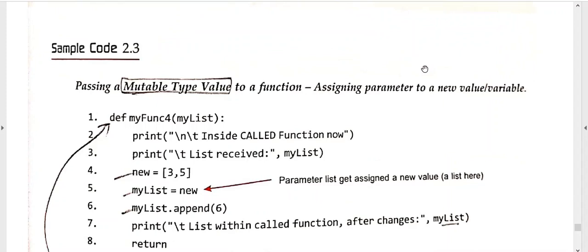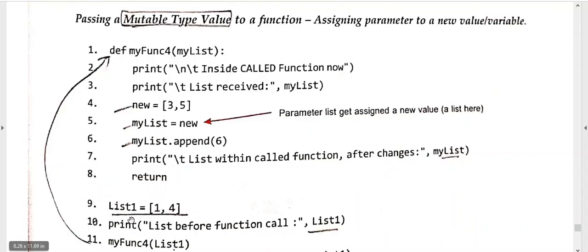Okay, now the next topic is, again we are using the mutable type value, means we are using the list. Now we are assigning the parameter to a new, means we are using another variable. Now what will happen? See, in the previous program we were using a list variable. That list we were assigning here, and then directly we were making changes in it. So they were permanent.